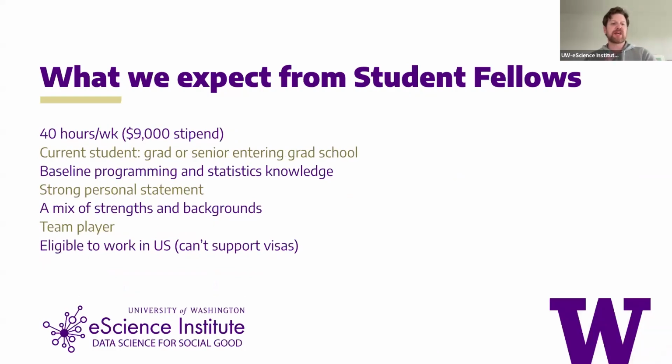DSSG attracts really strong applicants from all over the country, and it's a very competitive process with around 150 to 200 applicants per year. And the program is, as we've mentioned, a full-time commitment for the students. It's from June 10th through August 16th in Seattle, and we offer a stipend for them to participate. These applicants must be a current student enrolled during spring and fall 2024, either a grad student or an undergraduate senior entering graduate school in the fall.